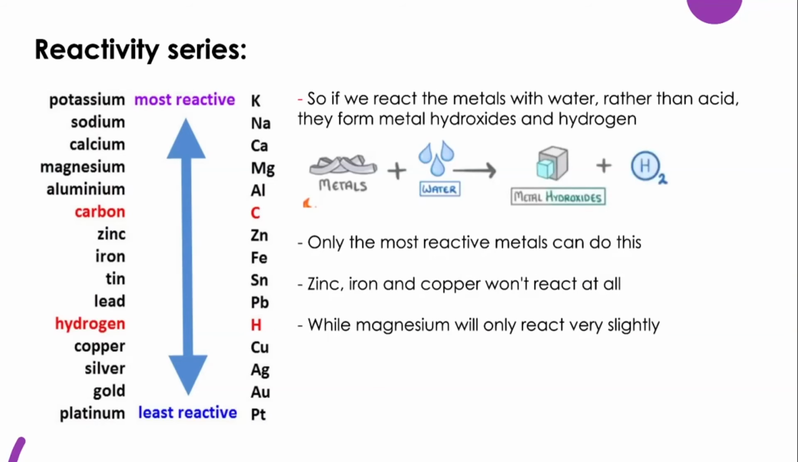If we react metals with water instead of acid, they form metal hydroxides and hydrogen. Only the most reactive metals can do this. Zinc, iron and copper won't react at all, while magnesium will only react very slightly.